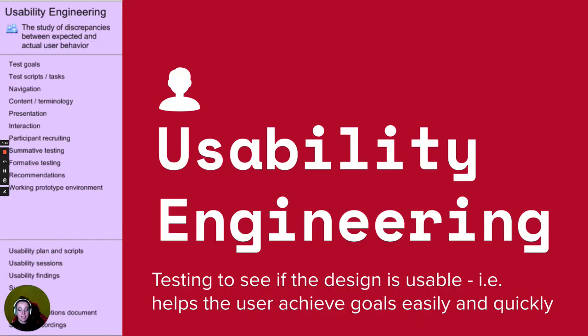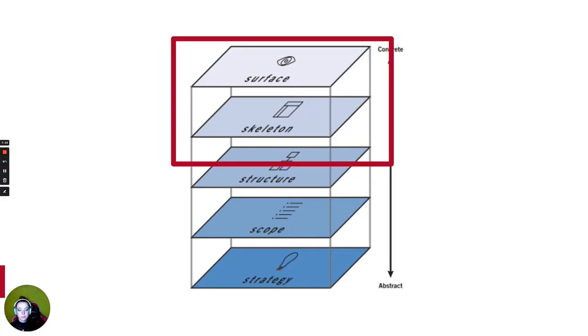And then usability engineering, testing to see if the design is usable. So this is the skill of evaluating the usability of a design. And by usable, I mean that it helps the user really achieve their goals in a way that's easy, quick, and satisfying to them. So with usability, you tend to be working more in the skeleton and surface stage. You're presenting more of a finalized version and trying to understand if it's usable.